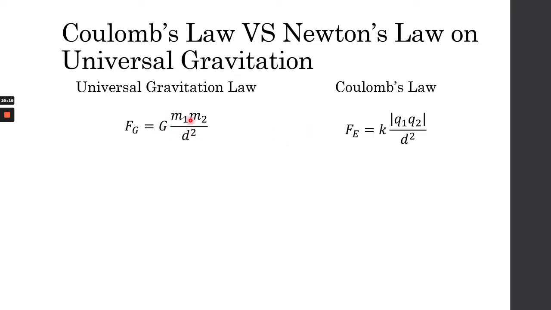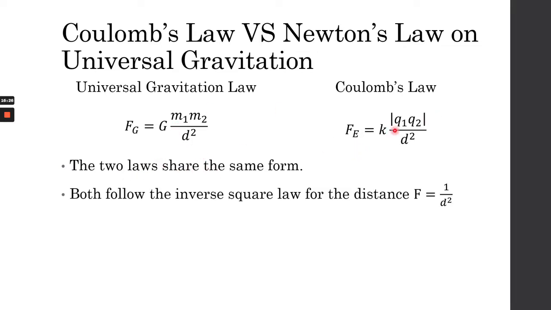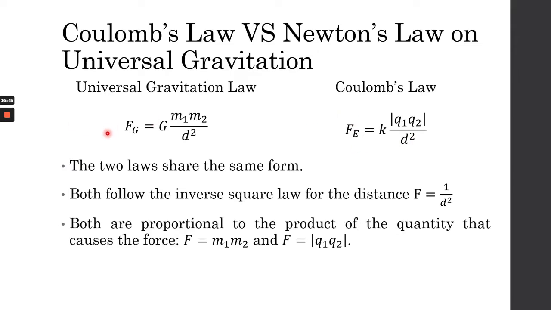But as you can see, the forces for the universal gravitational law and Coulomb's law basically share the same form. Both follow the inverse square law for the distance. So each force follows the inverse square law, meaning as you increase the distance for both, the forces decrease. As you decrease the distance for both laws, the force increases.